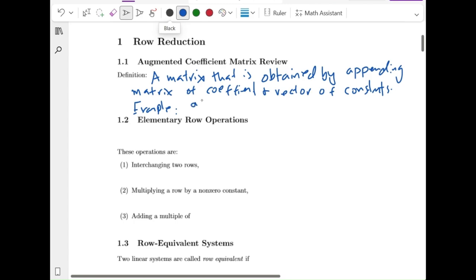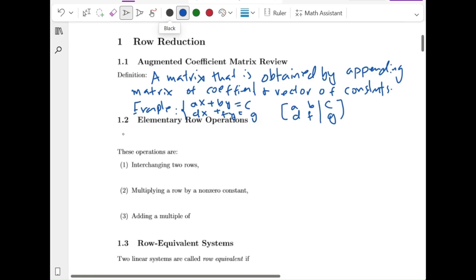Let's say, as an example, if I have ax plus by equal to c, and then dx plus fy equal to g, the augmented matrix looks like this. A, B, D, F is the matrix of coefficients. Put a line in here. C and G is the vector of constants.